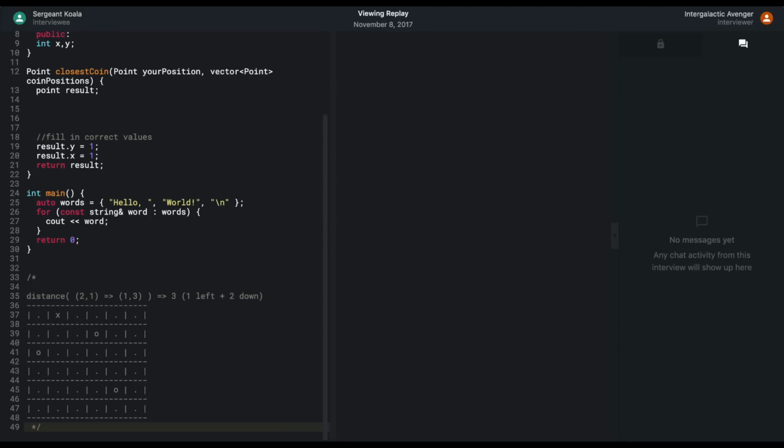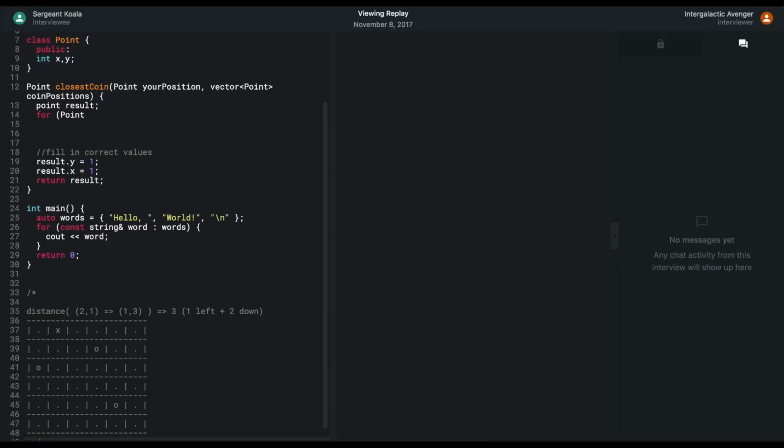Okay. So for point in coin positions, I'm just going to iterate. I have to change this to a for loop with an i if I need the index. I probably will, because I'll need to track the index.